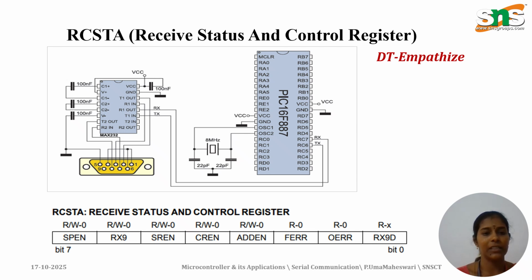The serial port enable: setting this bit to 1 enables the module and configures the RX or DT pin as an input. It can also handle continuous receive enable. That is CREN, the most important one. Here I can show: the fourth bit is the CREN.